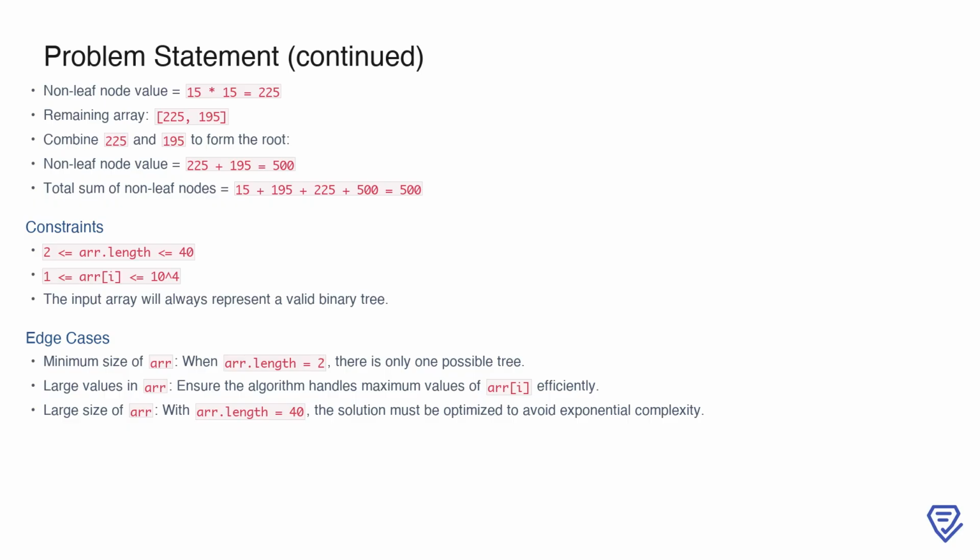With constraints on the array size and values, it's important to ensure that our solution is efficient. For example, with a maximum length of 40 and values up to 10,000, we need to avoid solutions that have exponential time complexity. Edge cases to consider include arrays with only 2 elements, where there's only one possible tree, and arrays with large values where computational efficiency becomes critical.